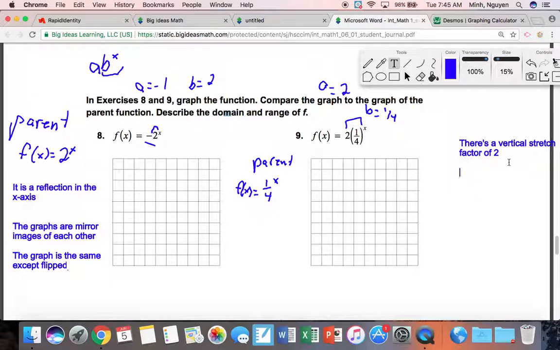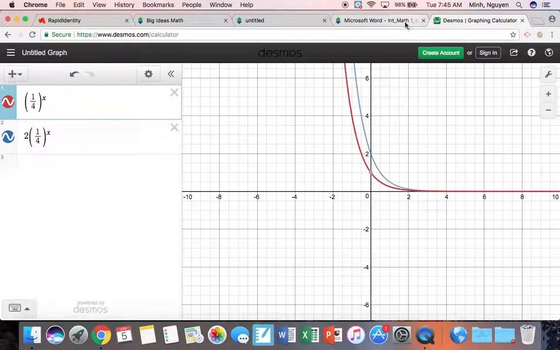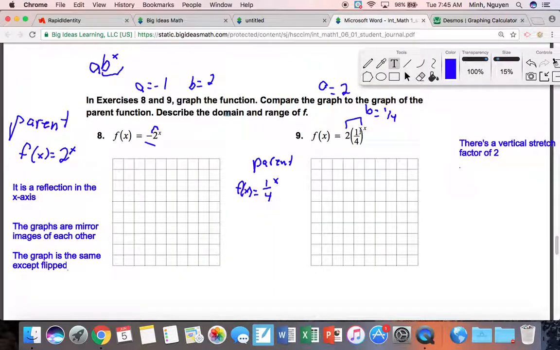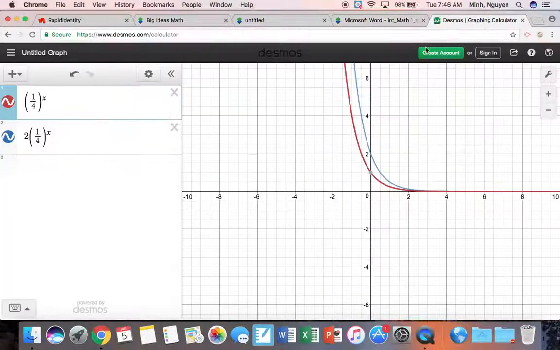So I don't know how else you might describe this. There's a vertical stretch factor of 2. The graph is taller or skinnier compared to the parent graph. And I'm so sorry, compare the graph to the graph of the parent. Describe the domain and range. The domain. So the domain is all x values. Or sorry, the domain is referring to the x values.